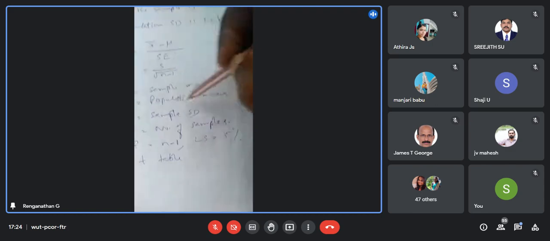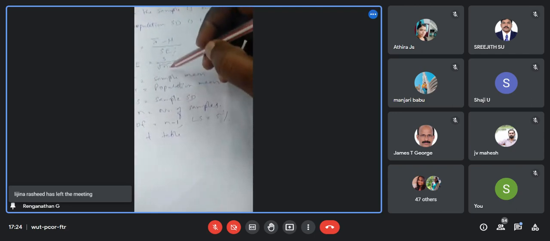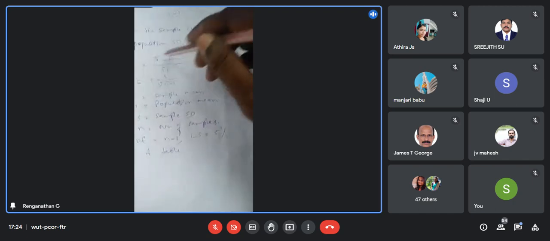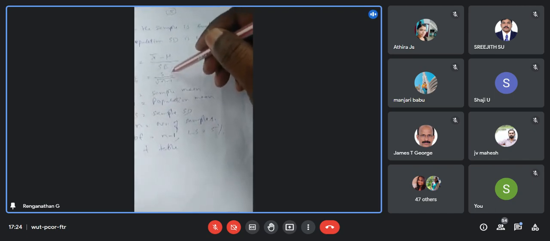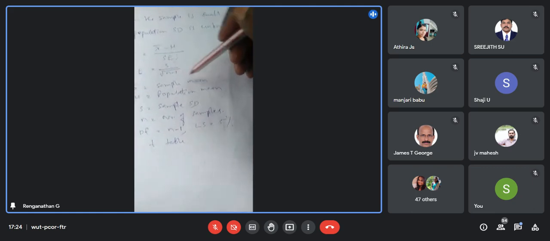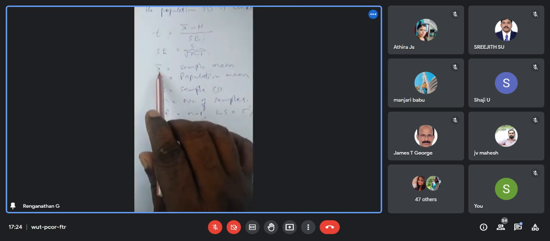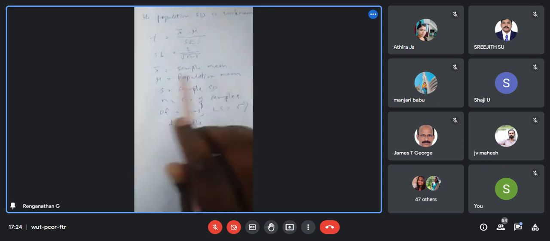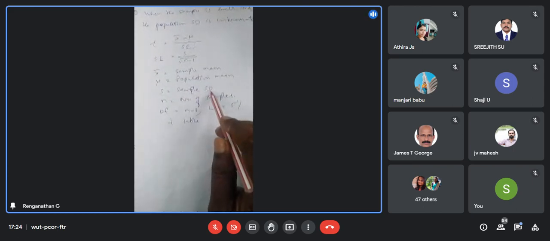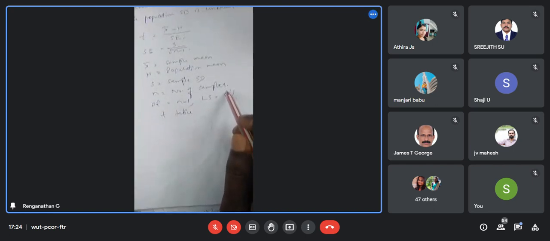S means sample standard deviation. N means sample size. So you have to write down this formula. T is equal to X bar minus mu divided by standard error. Then the standard error is equal to S divided by root n minus 1. What do the letters denote? X bar is the sample mean, mu is the population mean, S is the sample standard deviation, and n is the number of samples.